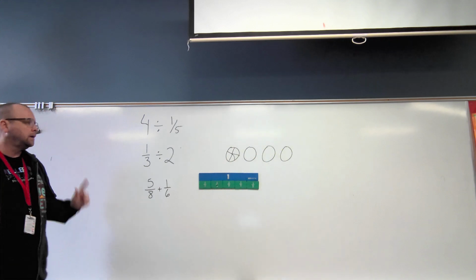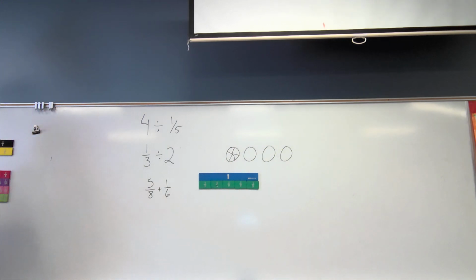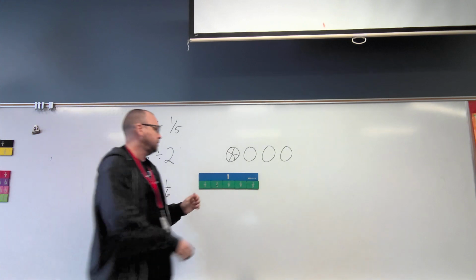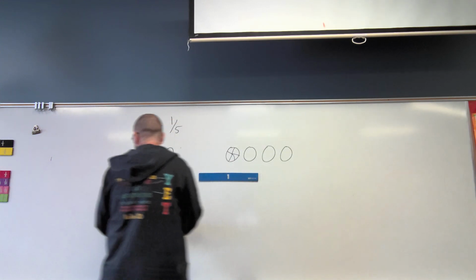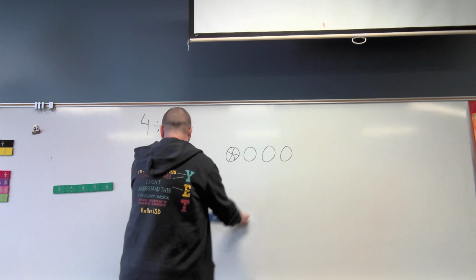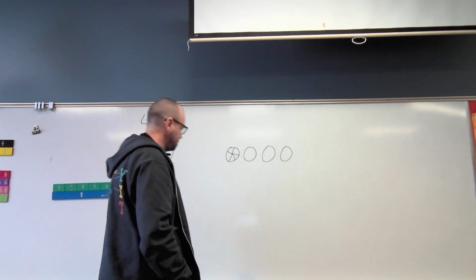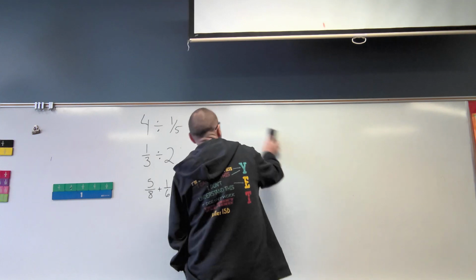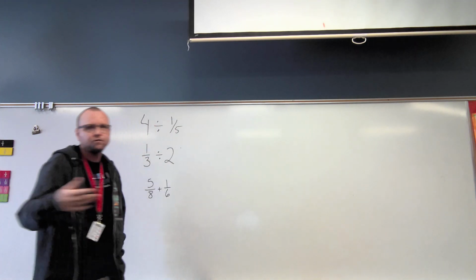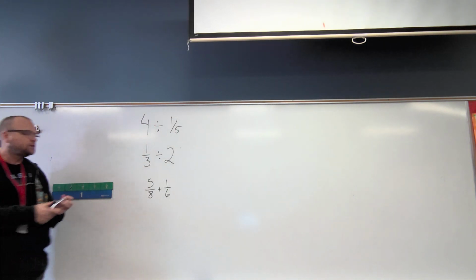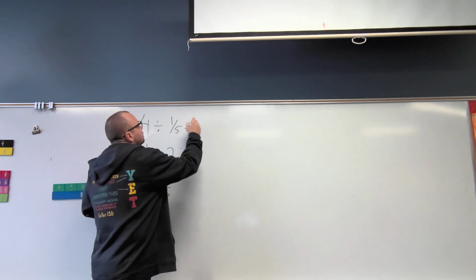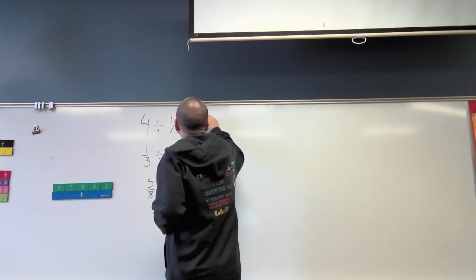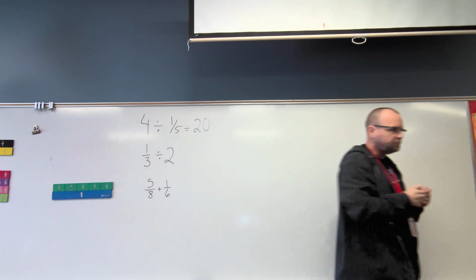We could do it like that. In 1, there are 5 fifths, so in 4, there must be 20 fifths. Is that right? 20 fifths? Yeah, okay, 20. 4 times 5. All right, so our answer is a whole number. This works because we're using unit fractions. We started with the whole number 4, and our answer is a whole number.